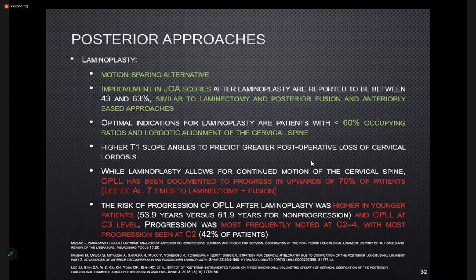And the optimal indication for laminoplasty is the patient with less than 60% canal occupying ratio and lordotic alignment of the cervical spine. A higher T1 slope angle is a good predictor of greater post-operative loss of cervical lordosis. While laminoplasty allows for continuous motion, that is the reason why OPL can progress in upwards of 70% of patients.